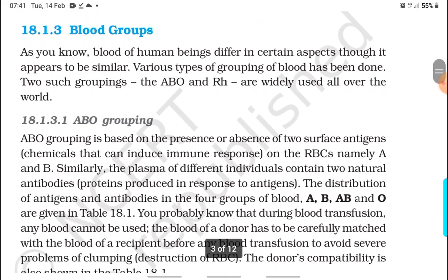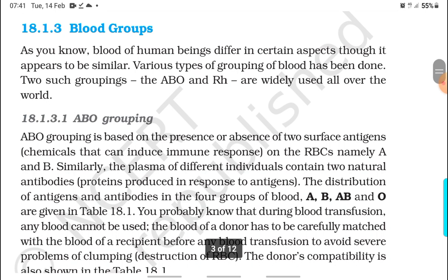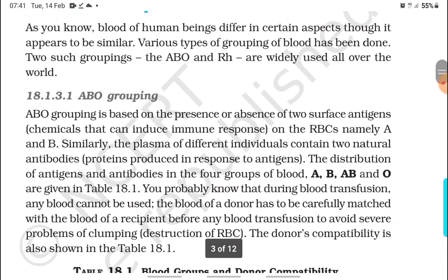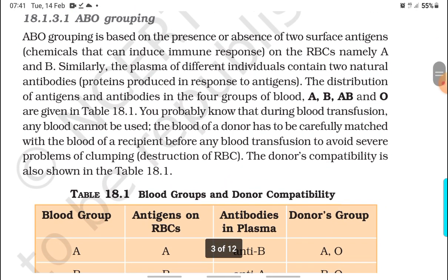Blood groups. As you know, blood of human beings differs in certain aspects, though it appears to be similar. Various types of grouping of blood have been done. Two such groupings, the ABO and Rh, are widely used all over the world. ABO grouping is based on the presence or absence of two surface antigens, chemicals that can induce immune responses, on the RBCs, namely A and B.